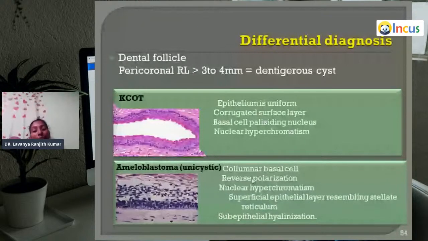Another one is OKC, in which the epithelium is uniform, corrugated parakeratinized stratified squamous epithelium with palisading and hyperchromatic nuclei in the basal cells. Then unicystic ameloblastoma, where the columnar basal cells show reverse polarization and nuclear hyperchromatism, the superficial epithelial layer resembles stellate reticulum, and subepithelial hyalinization takes place.